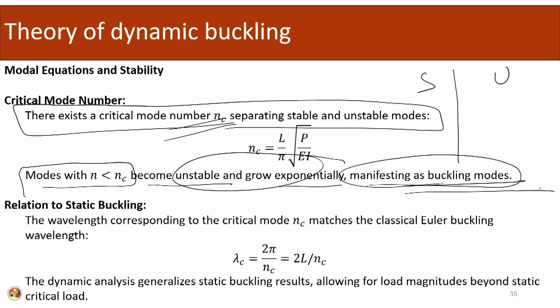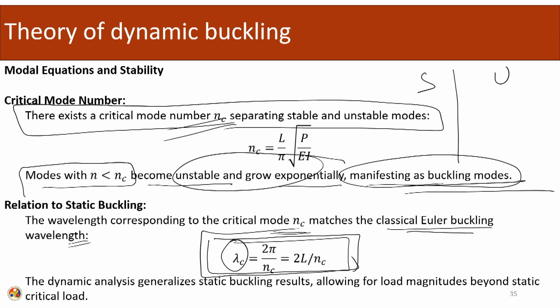Now we will try to relate this dynamic instability with the static buckling. The wavelength corresponding to the critical mode N_C matches the classical Euler buckling wavelength, so there is a relationship between N_C and the Euler buckling wavelength. The dynamic analysis generalizes static buckling results, allowing for load magnitude beyond the static critical load.